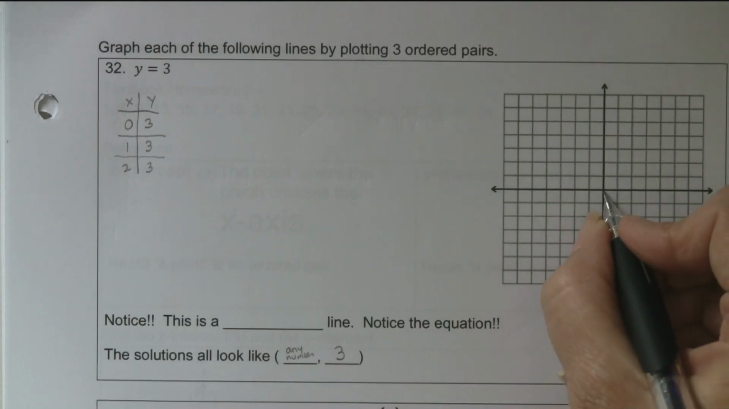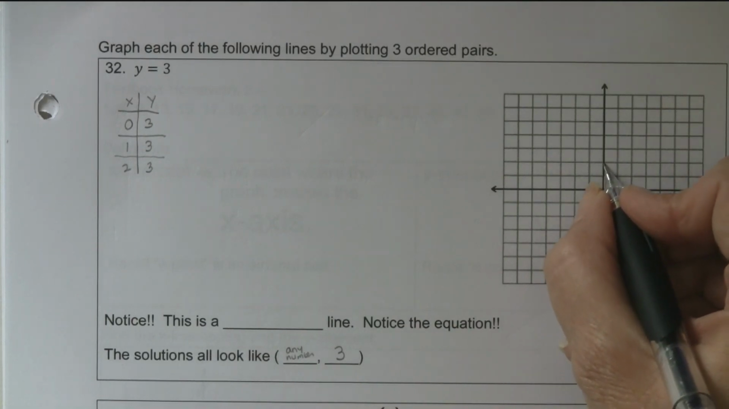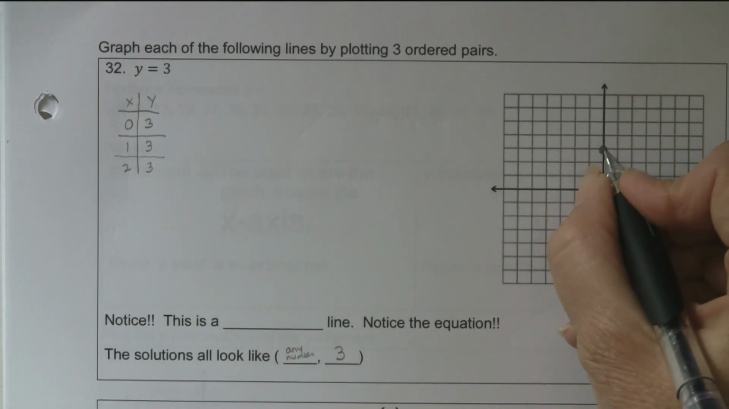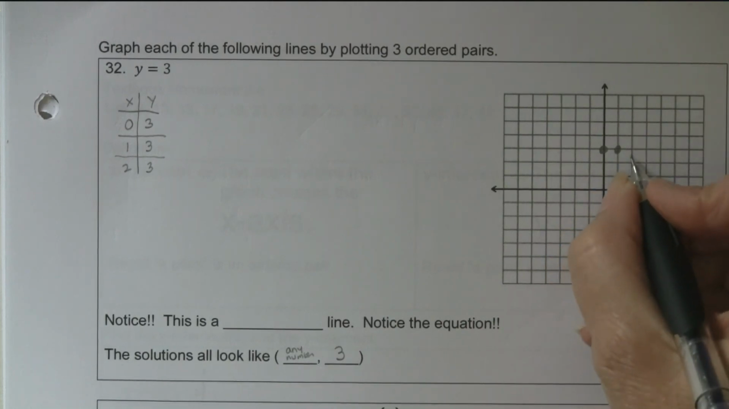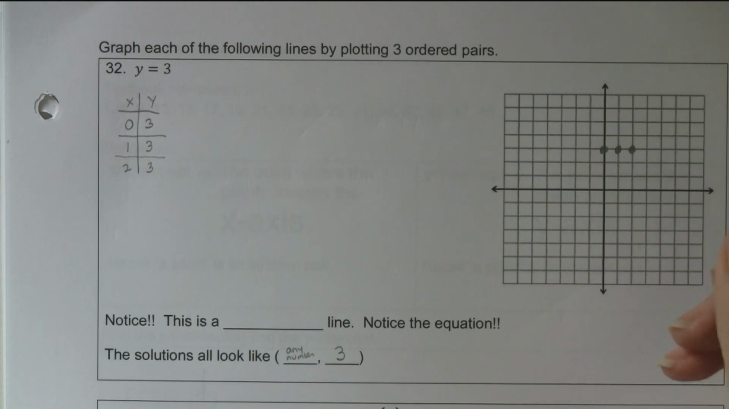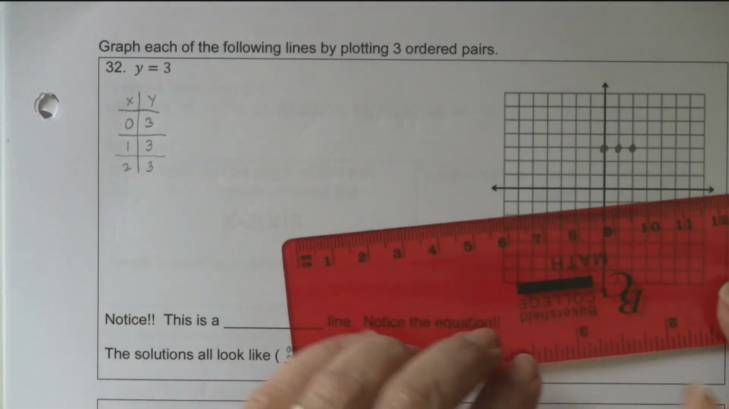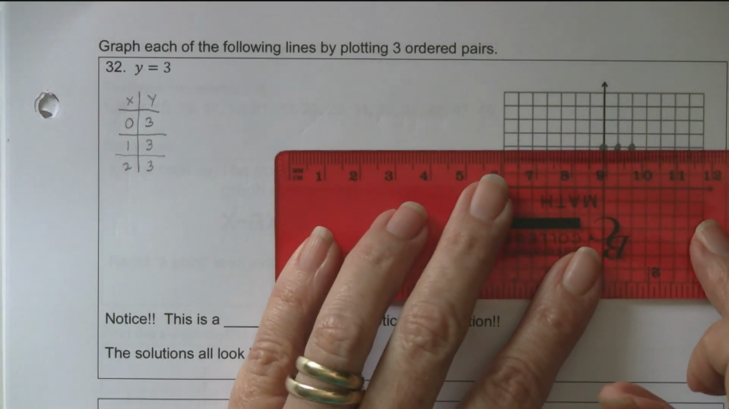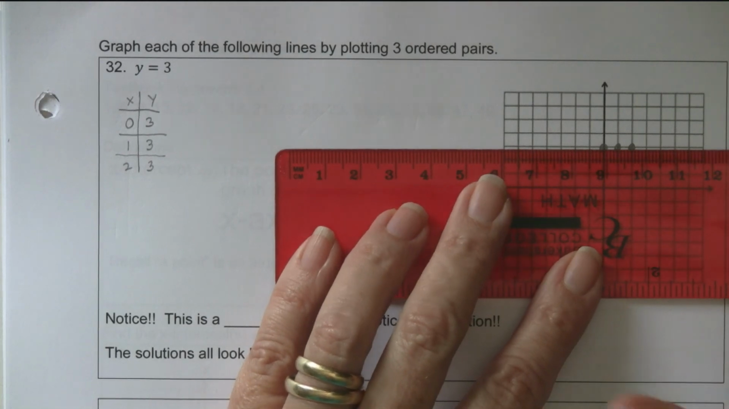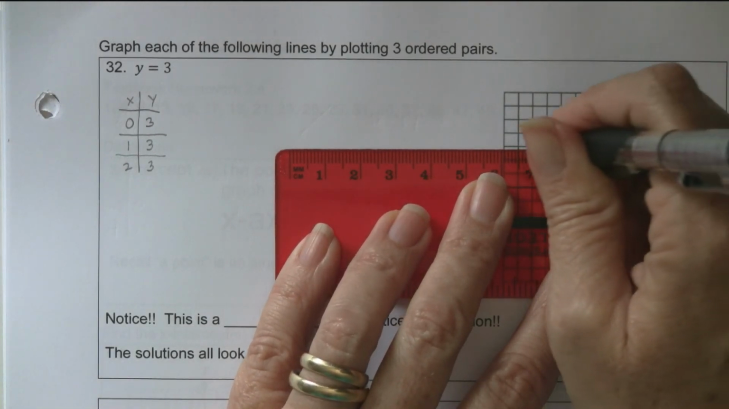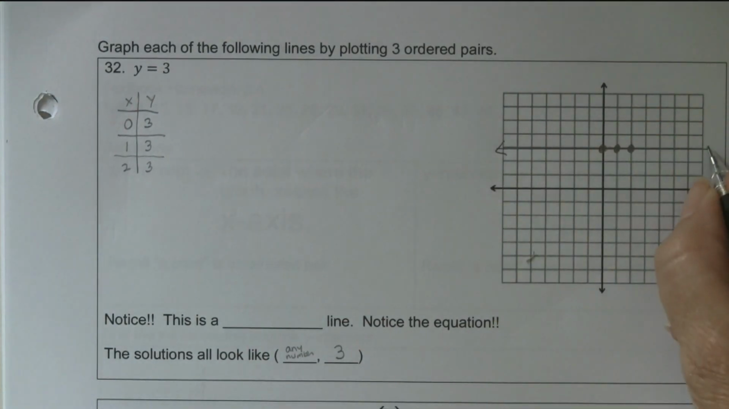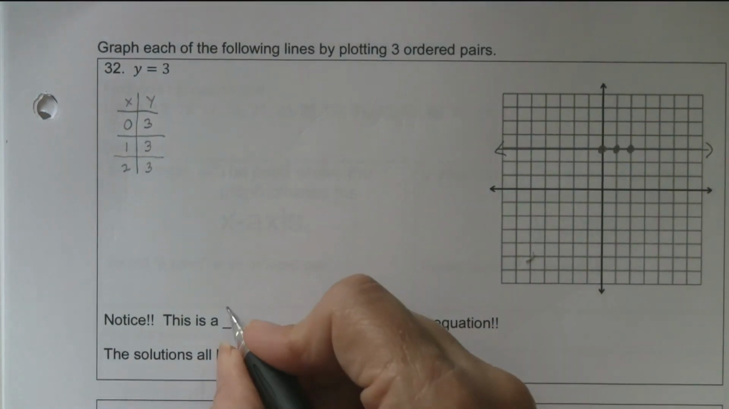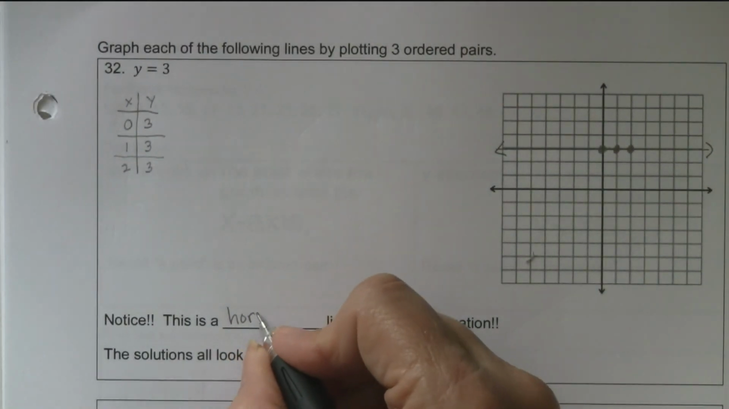So over 0 up 3, 1, 2, 3. Over 1 up 3. Over 2 up 3. And you notice that it is making a horizontal line. So this line is called horizontal.